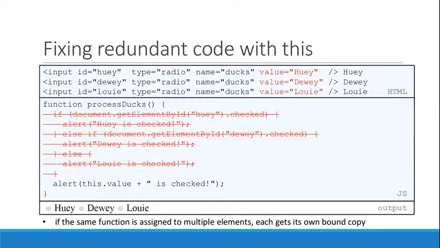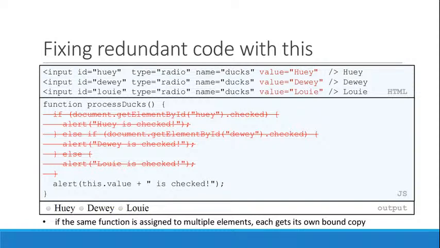So we can have a function where you will have the Hui radio button fetched by the ID, and if it is checked, then you can alert Hui is checked. Or else, in the if else condition, you will check for the next element that is checked and alert if Dewey is checked, or else you will say that Louis is checked.